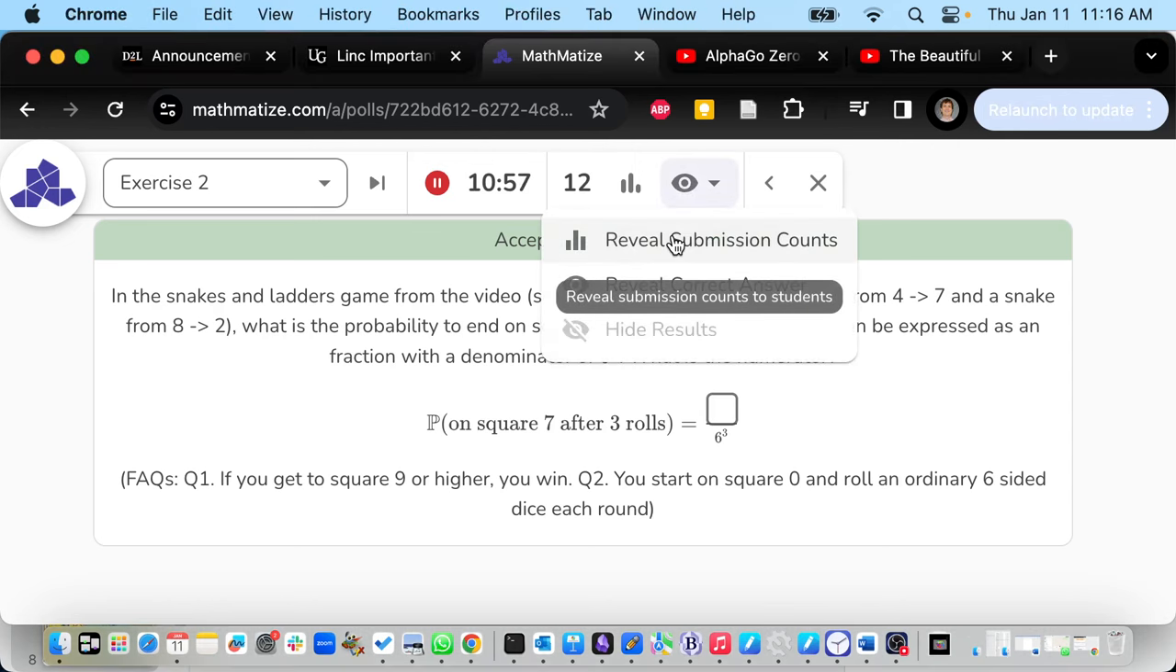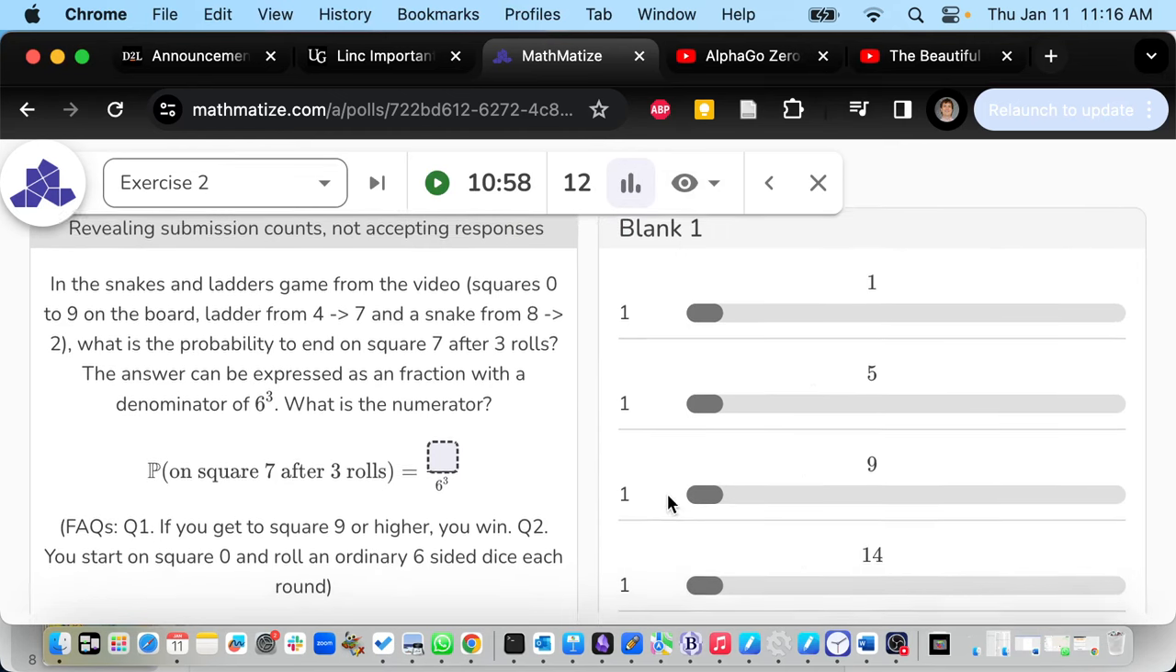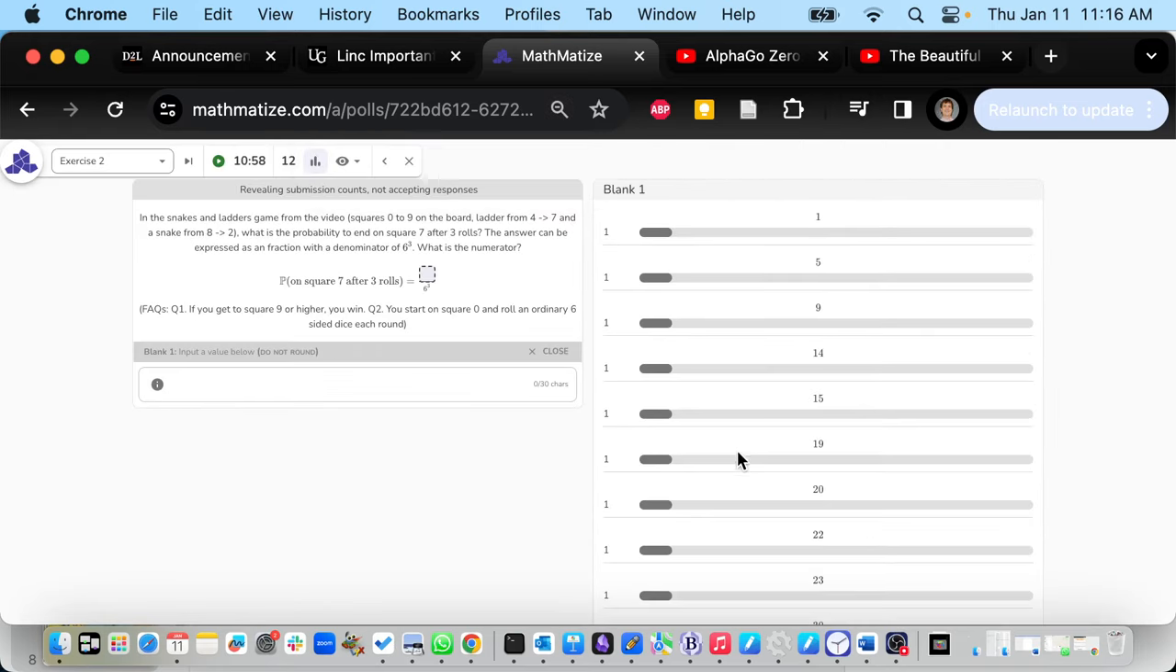Let's see what people said. Okay. So 1, 5, 9, 14. Can I see more of them, please? 15, 19, 20. Okay. So we have lots of different answers. Great. Let's start listing the ways.